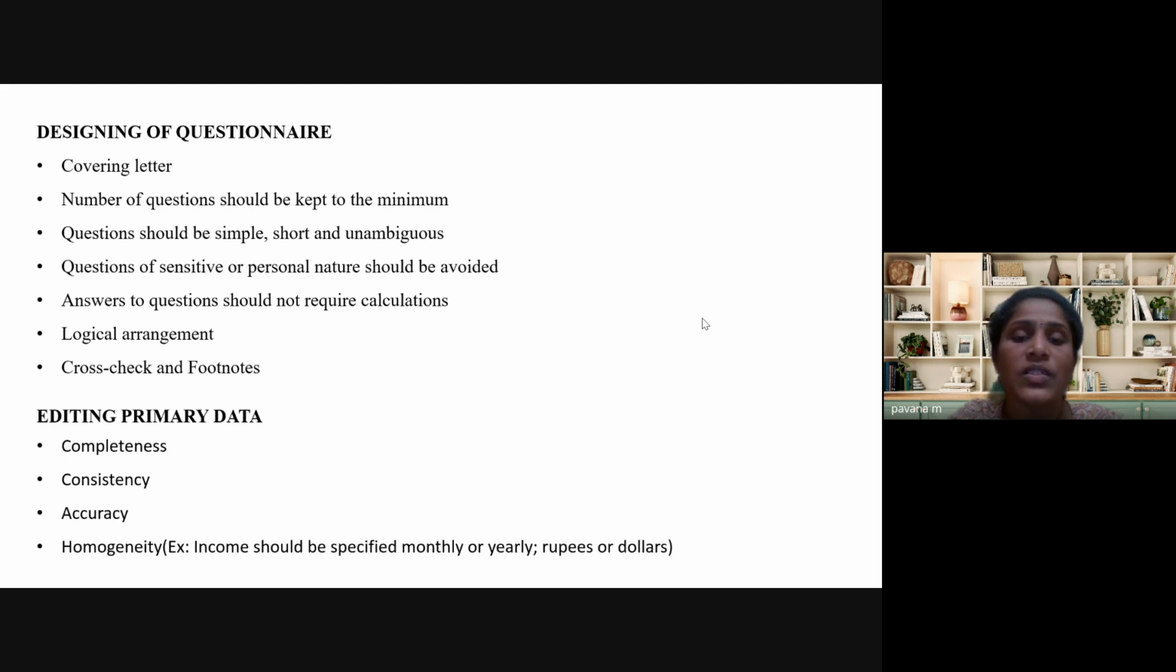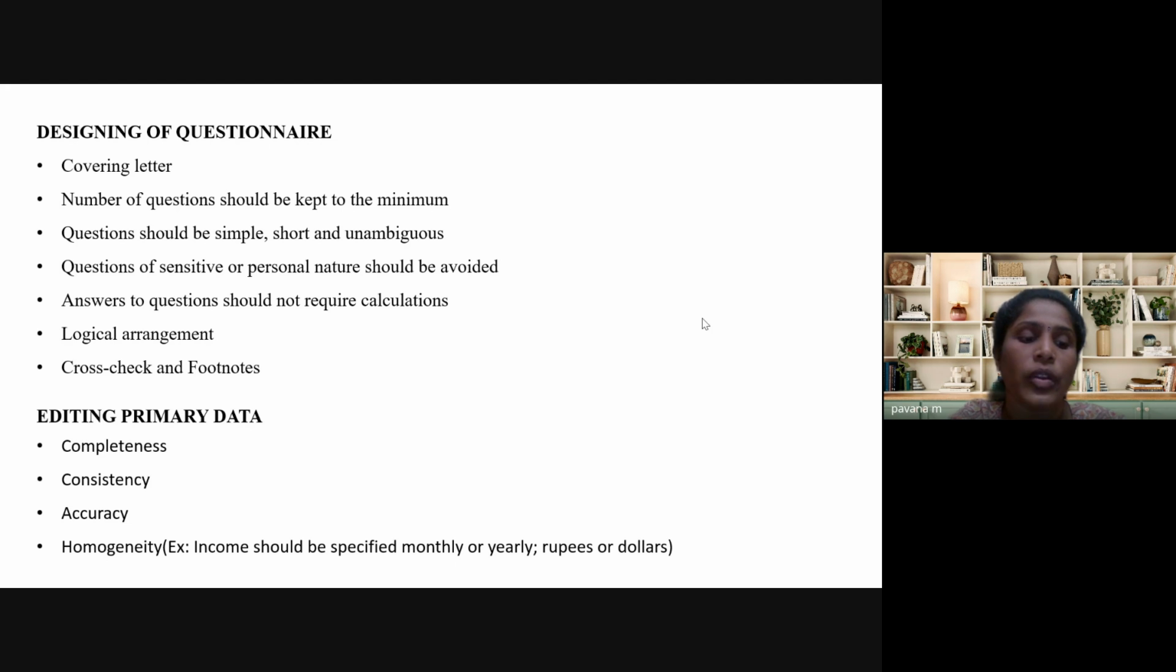And next one is consistency. Consistency means the answers given by the respondent must be consistent. For the same answer, he can't respond in a dual way. Suppose in the above question you ask, are you married, and in the below question you ask how many children you have. In the first question he has given no, and for the second question he has given four children. That is not a consistent answer, right? So that's why consistency is also very, very important.